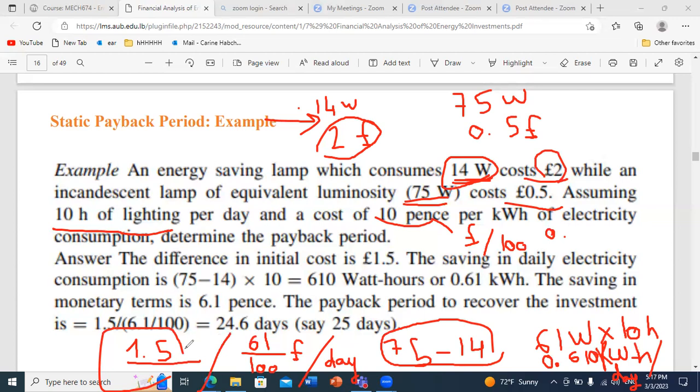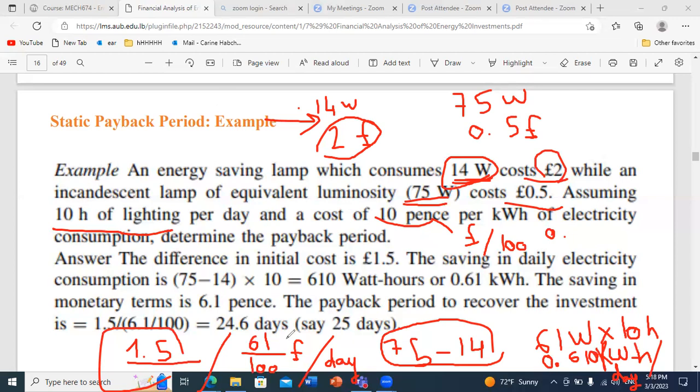And because my lamp in general will have a lifetime much larger than 25 days, then my investment is okay, because after 25 days of operation, I will start to save 61 over 100 pounds each day. So if you have a lamp lifetime of, let's say, 6 months, for example, it is good. It's a good investment.